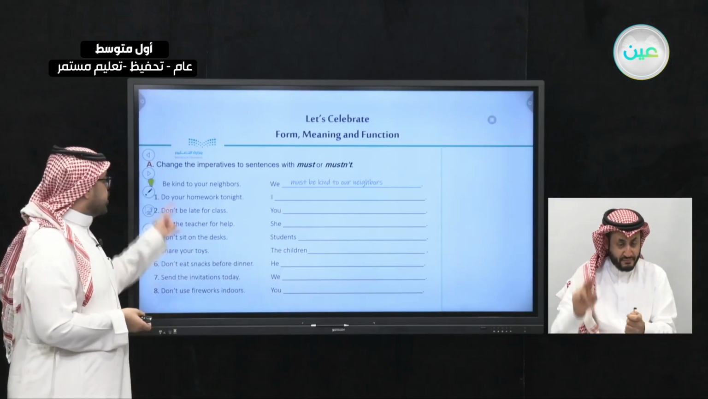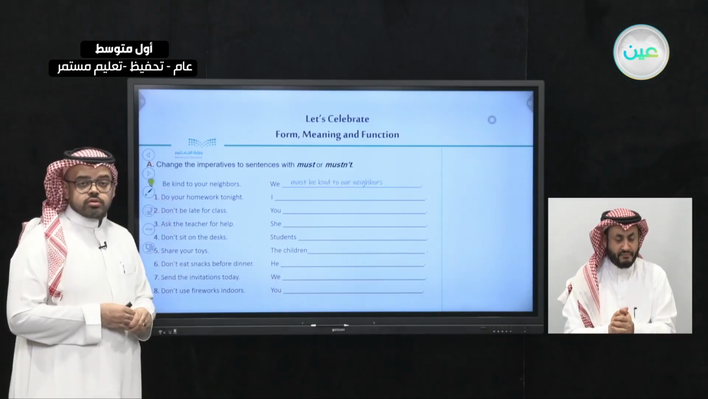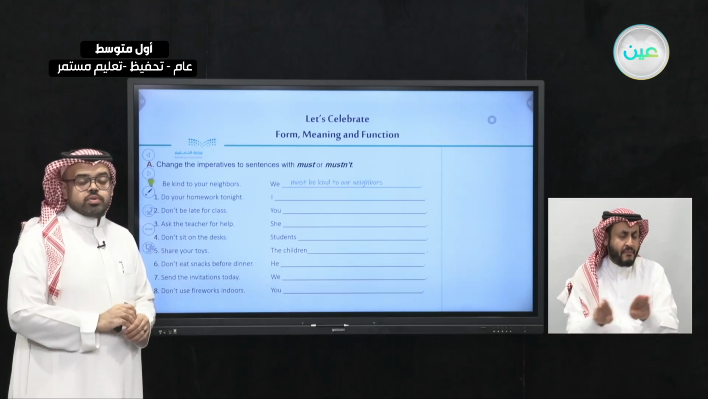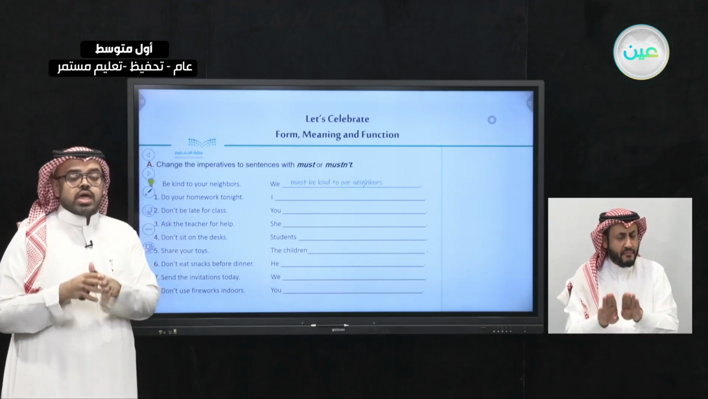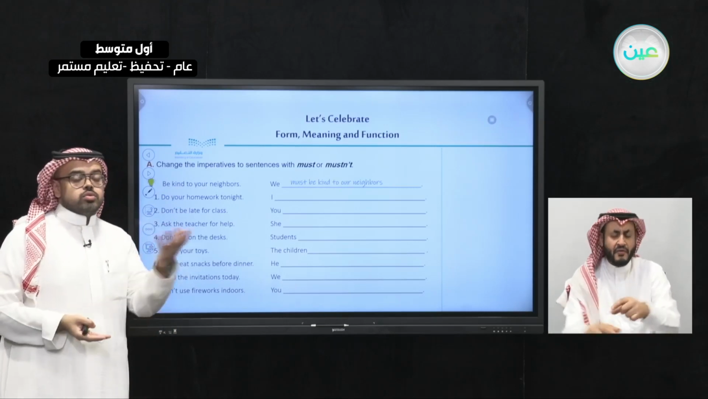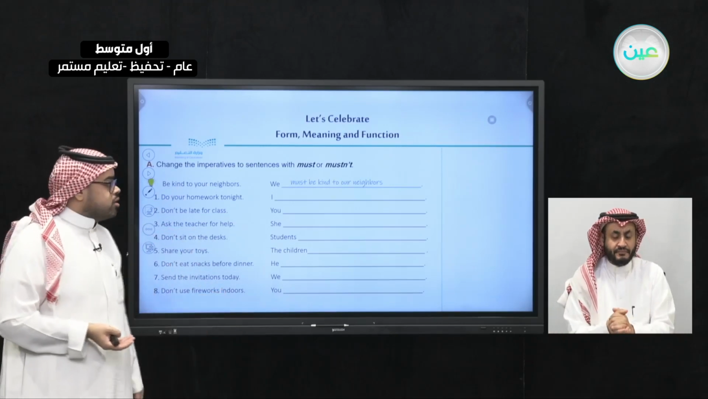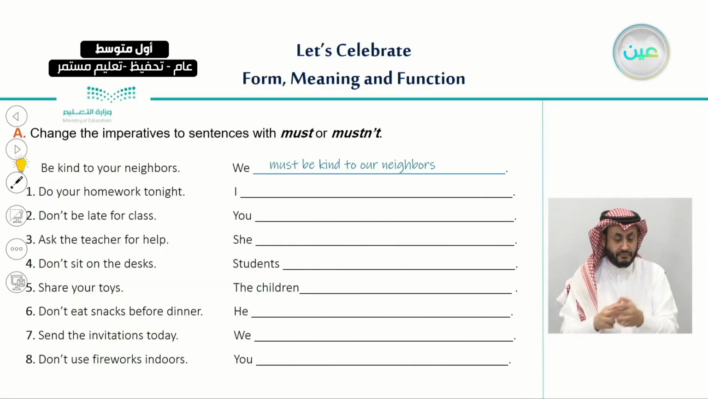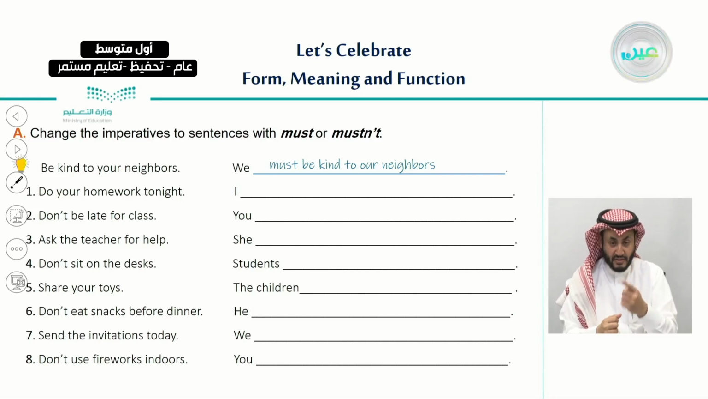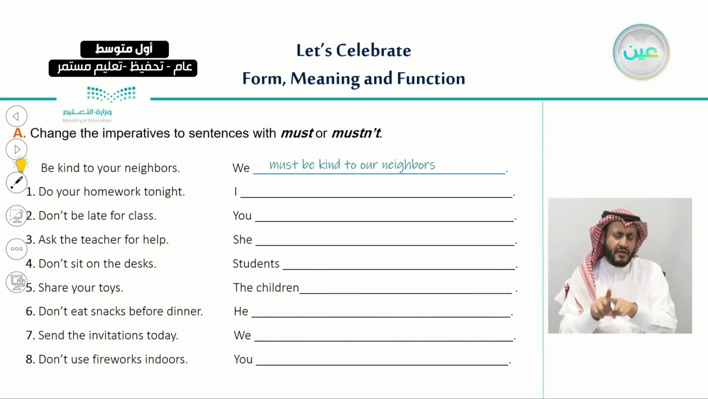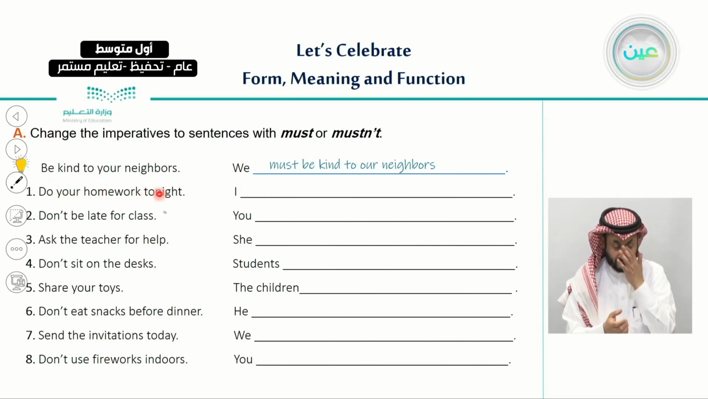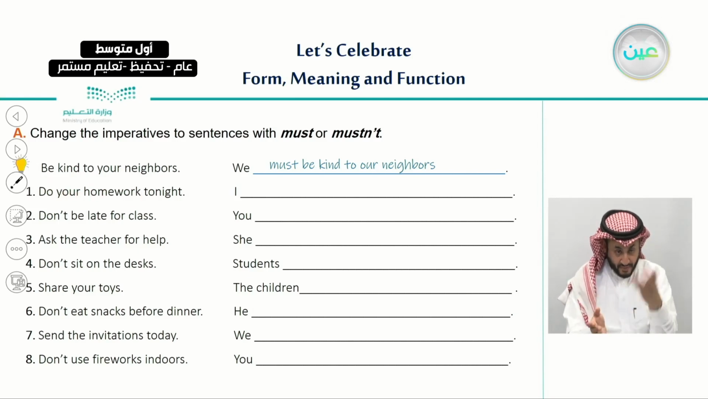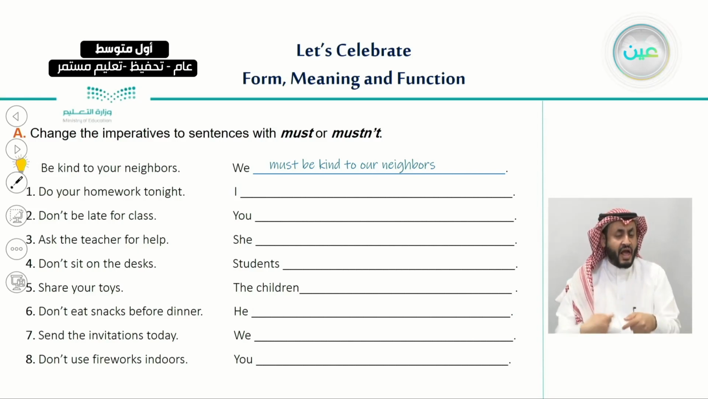For example, be kind to your neighbors. So this is an imperative. How can you change it to make it a sentence with must? You can say, we must be kind to our neighbors. Let's try to answer the first one. The first one says, do your homework tonight. And start with the subject I. So how would we form this sentence?